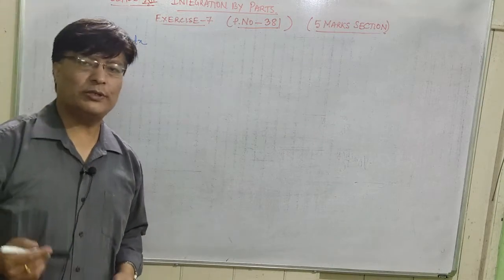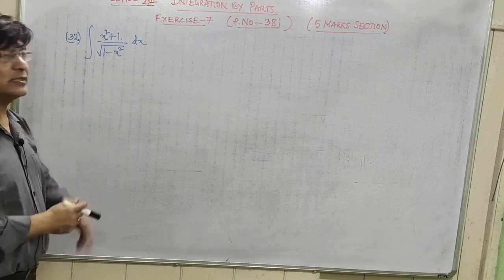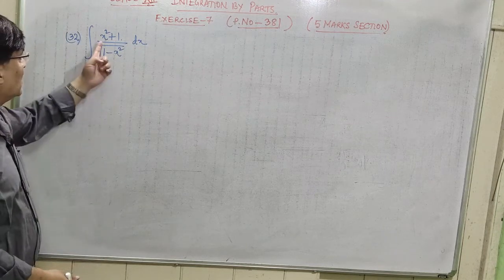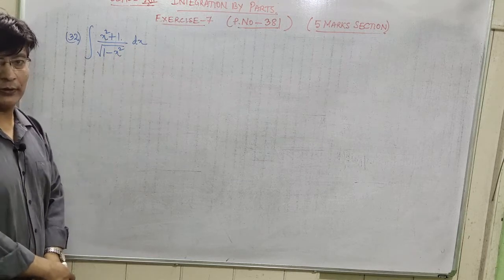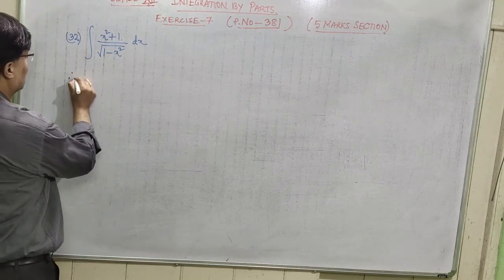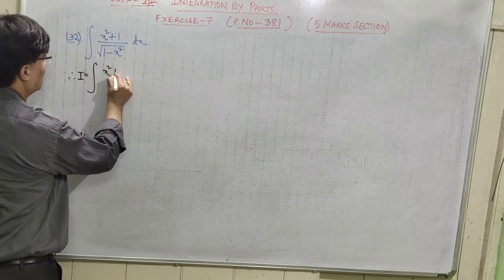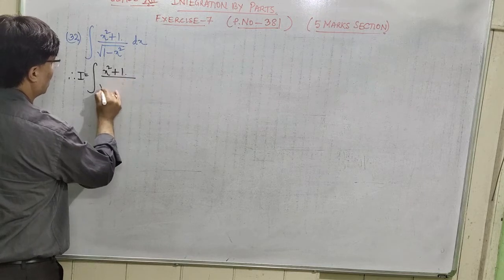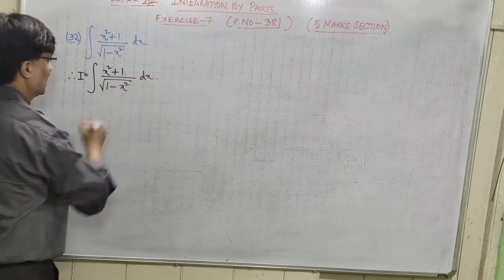So now we'll do the next question, that is question number 32. You have to evaluate this integration of x square plus 1 divided by root over 1 minus x square dx. Okay, so how will you do this integration? So let us first write I is equal to integration of x square plus 1 divided by root over 1 minus x square dx.